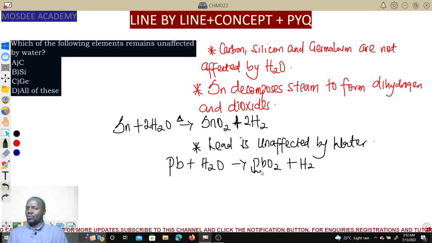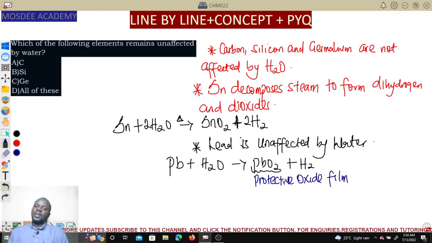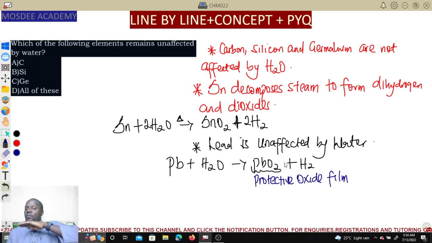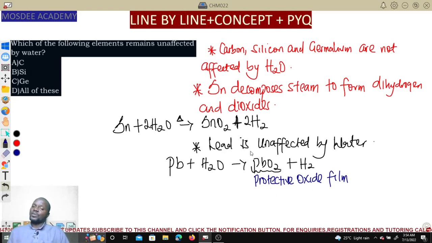This PbO2 is now called, and that is where I'm going, because all these things are common, a protective oxide film. It protects. So they say this reaction is not possible. It does not work because a protective layer of oxide film is formed on top of the lead. So it will not react. It forms a protective oxide film, so this reaction is not correct.